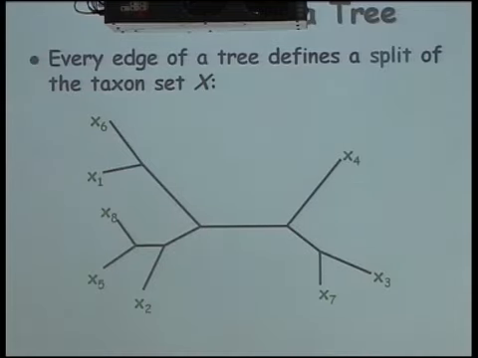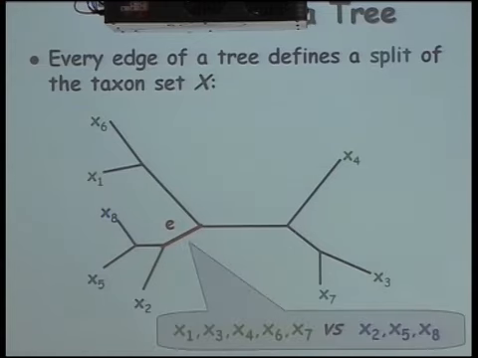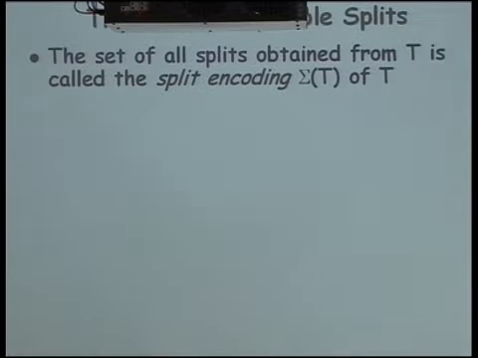When you have a phylogenetic tree, you take any edge in that tree, and then that tree defines a bipartitioning of your taxon set into 2 sets, one that is in the one subtree defined by that edge, and the taxa in the other subtree. So that's a split, and you get the split encoding of a tree by doing that for all the edges in the tree, and let's call that sigma of T.